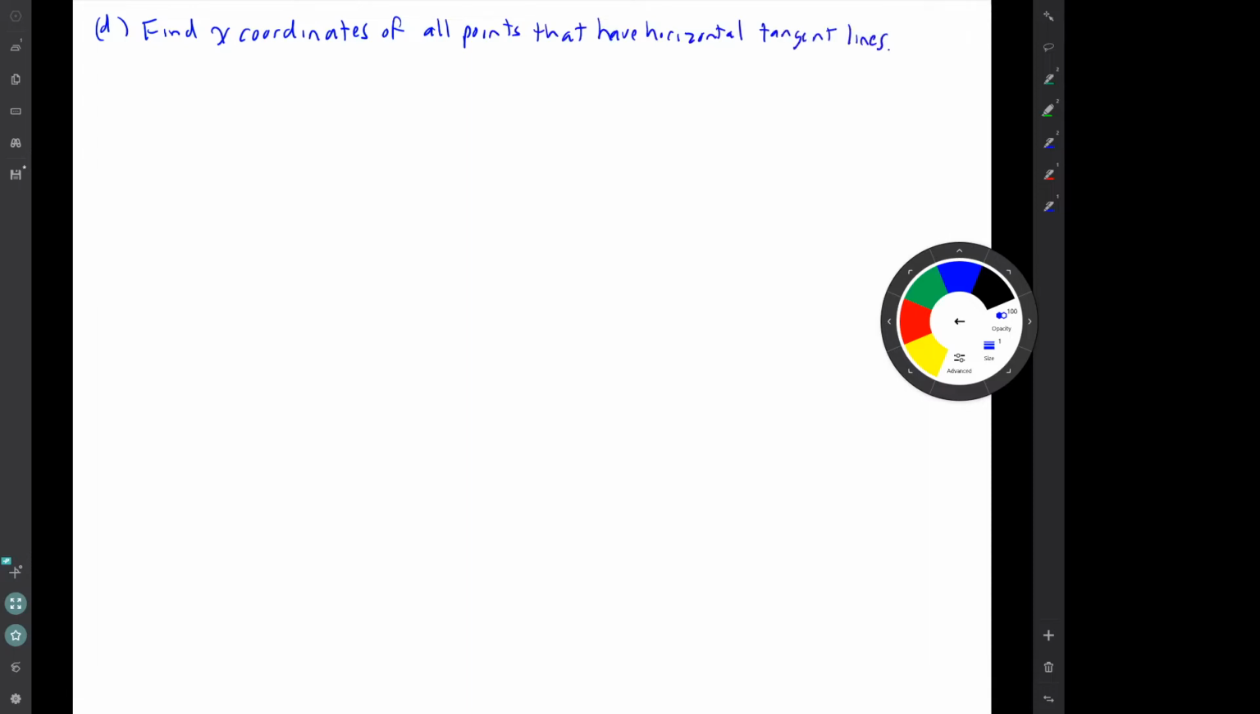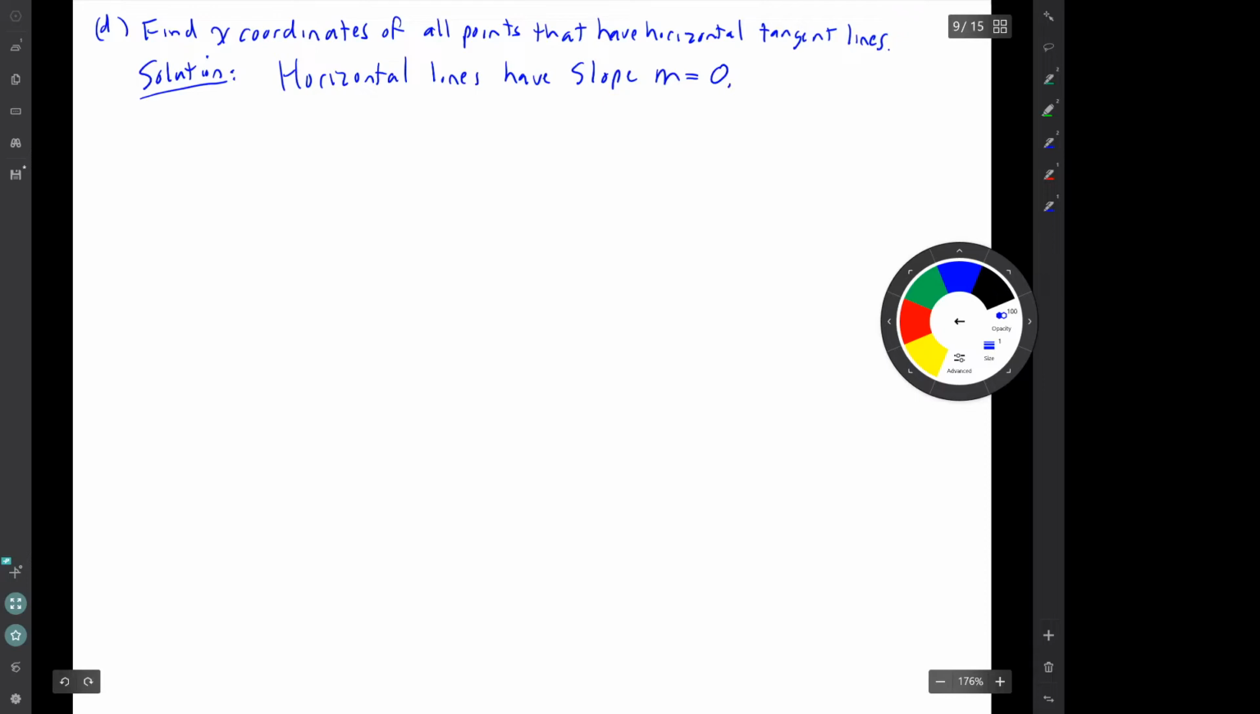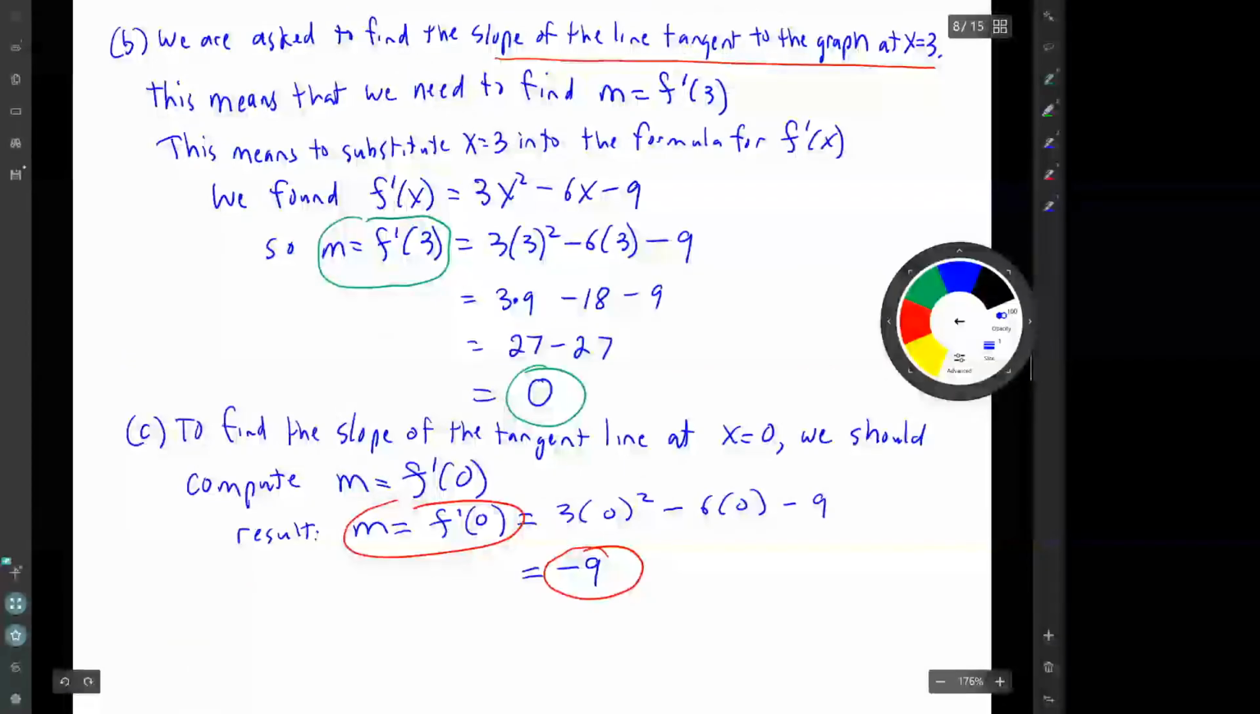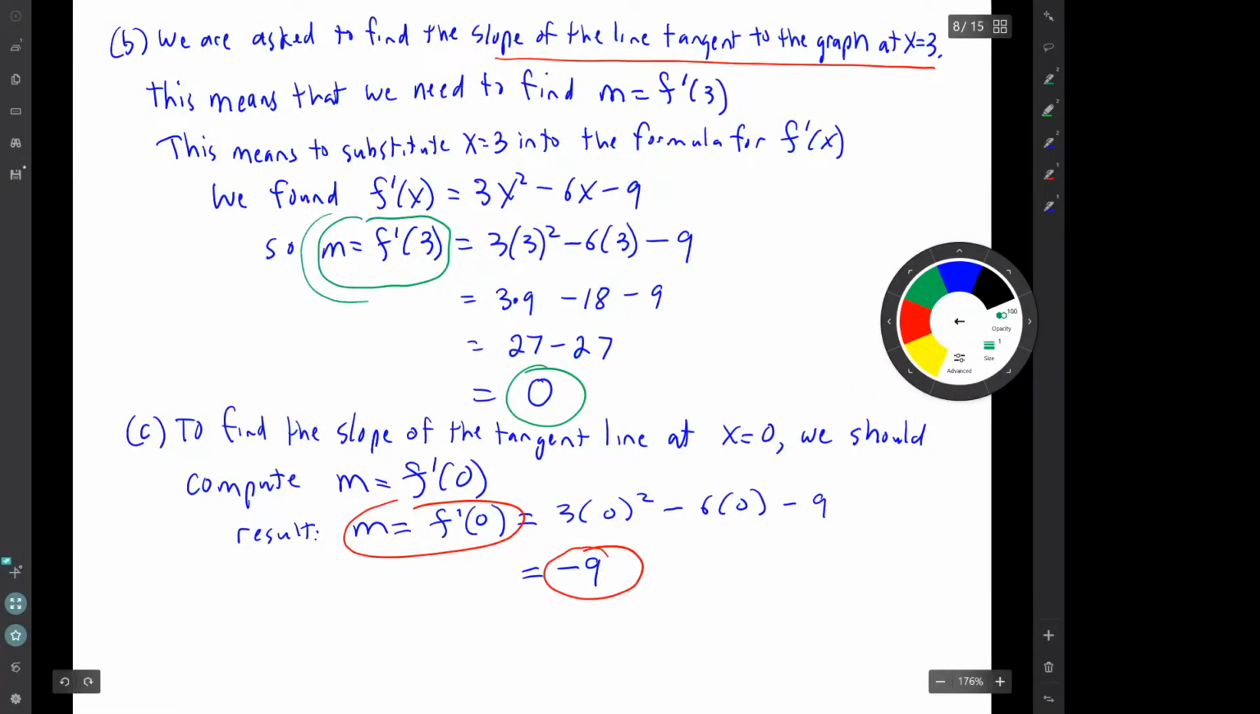Well, remember that a horizontal line has slope m equals 0. But remember how we find the slope of the tangent line. We use the derivative to find the number that's the slope. So let's go back up. At x equals 3, we plugged 3 into the formula for the derivative, and we got that the derivative was 0. At x equals 0, we plugged 0 into the derivative, and we got the number that's the slope at x equals 0.